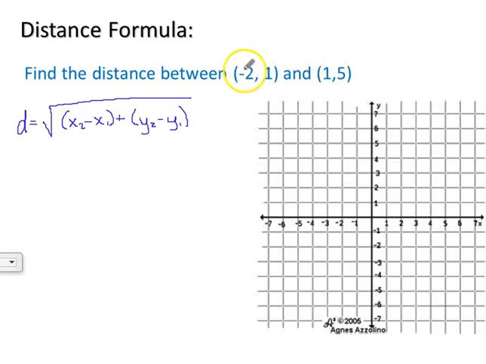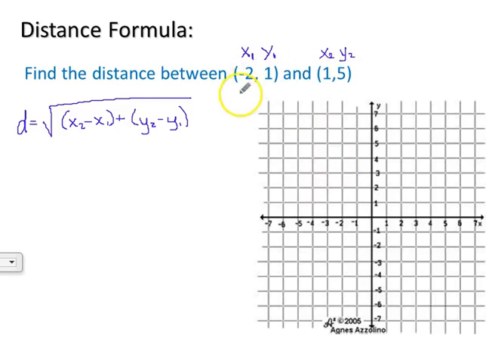This point here has coordinates (-2, 1), and this point here has coordinates (1, 5). And remember, with coordinates, we always give you the x coordinate first, followed by your y coordinate. So since this is our first point, this would be our x1 and our y1. This is our second point, so we would call this our x2 and our y2. So those are the points that we would plug into our formula.